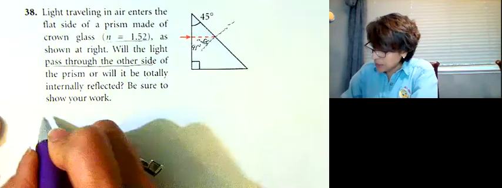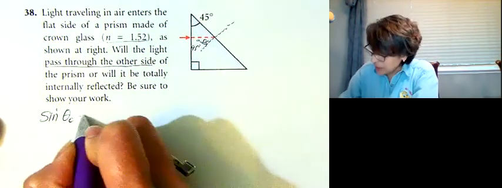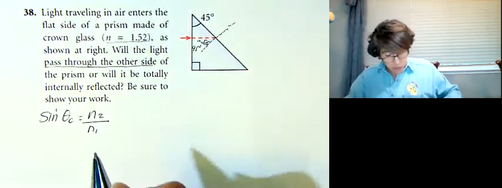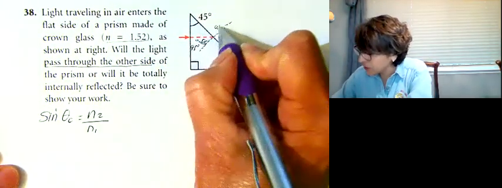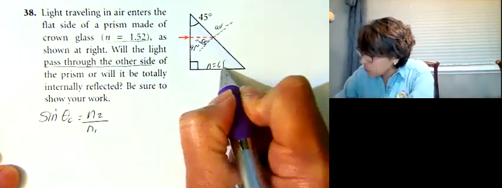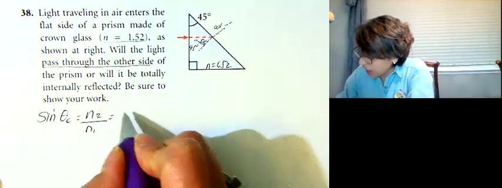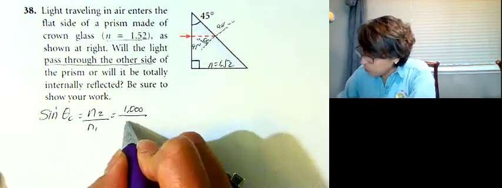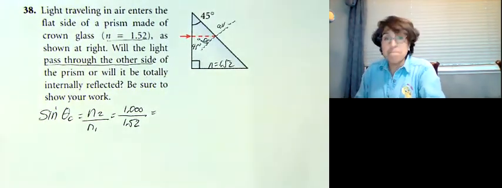Okay, so again, the sine of the critical angle is the n of the second material over the n of the first material. And the second material here is air out here, and here is the glass. And the n inside here is 1.52. So that's the first one. All right, so out here is air. I've got 1.000, and down here I have 1.52. So let's figure out what that is.